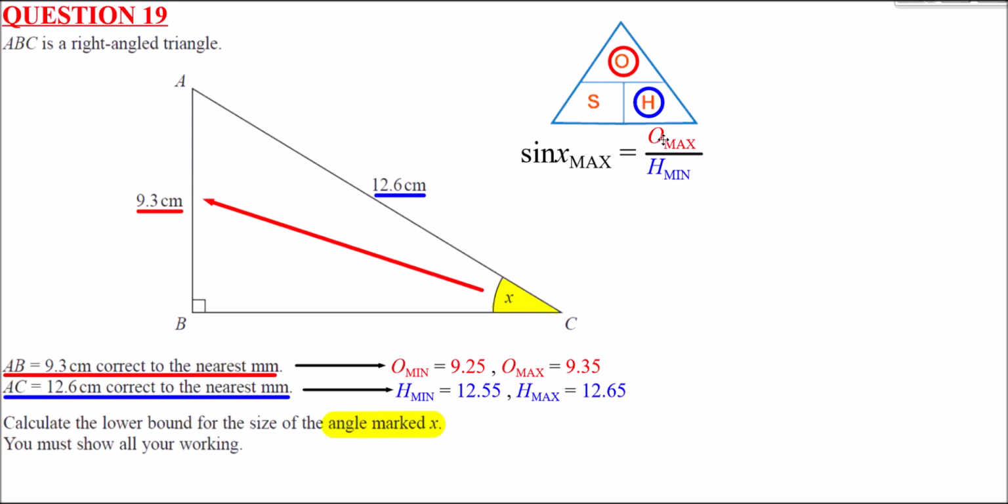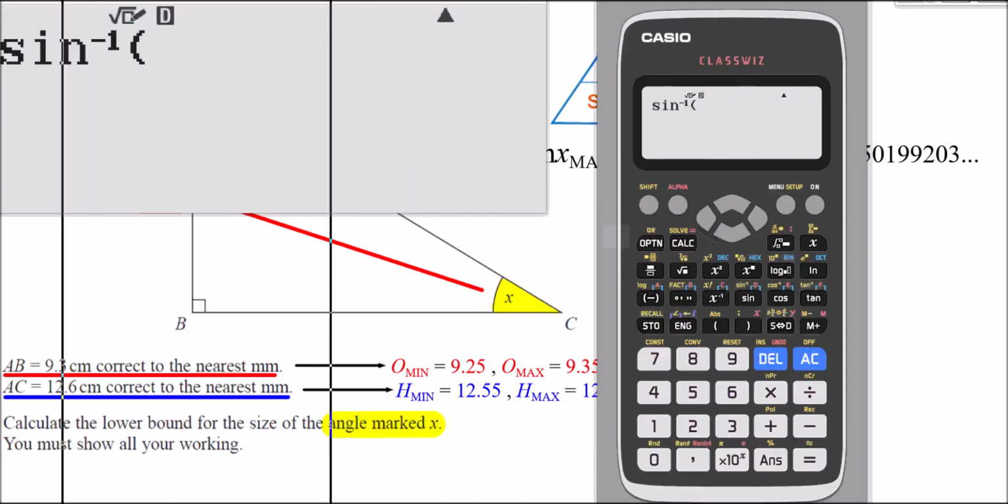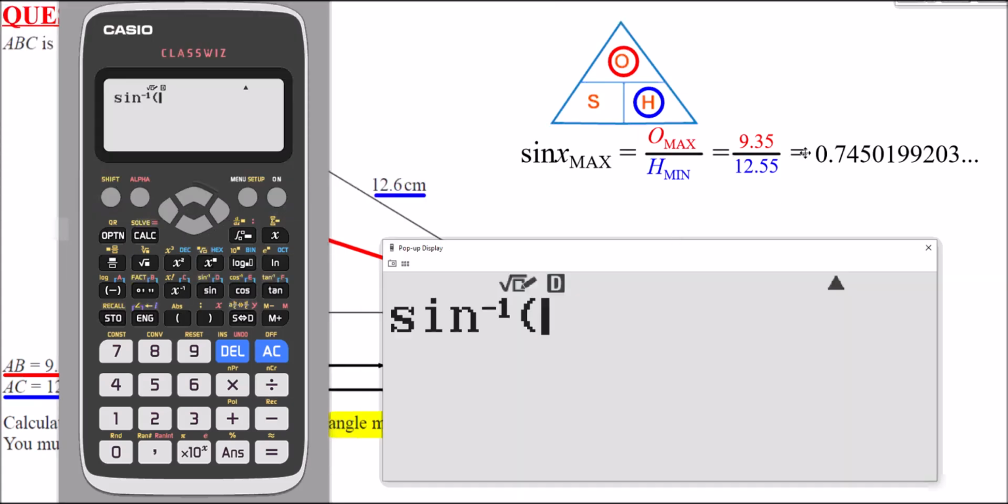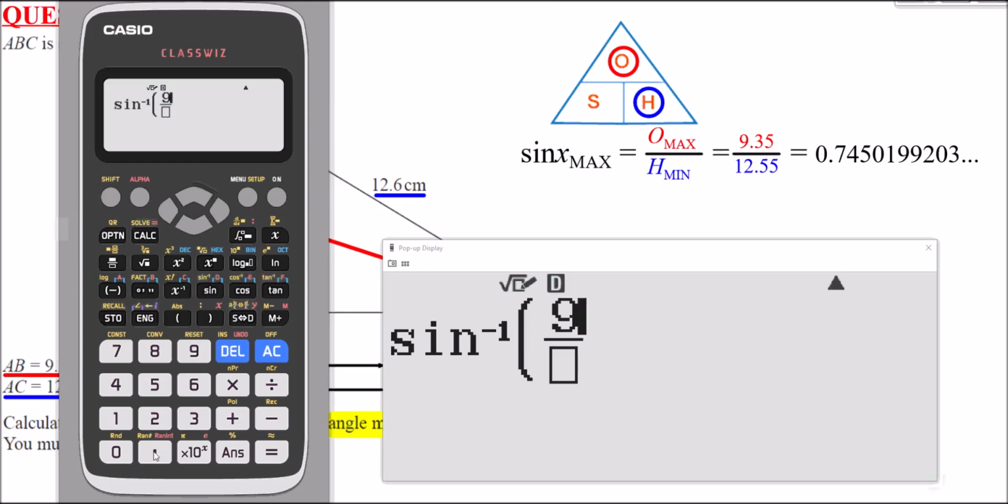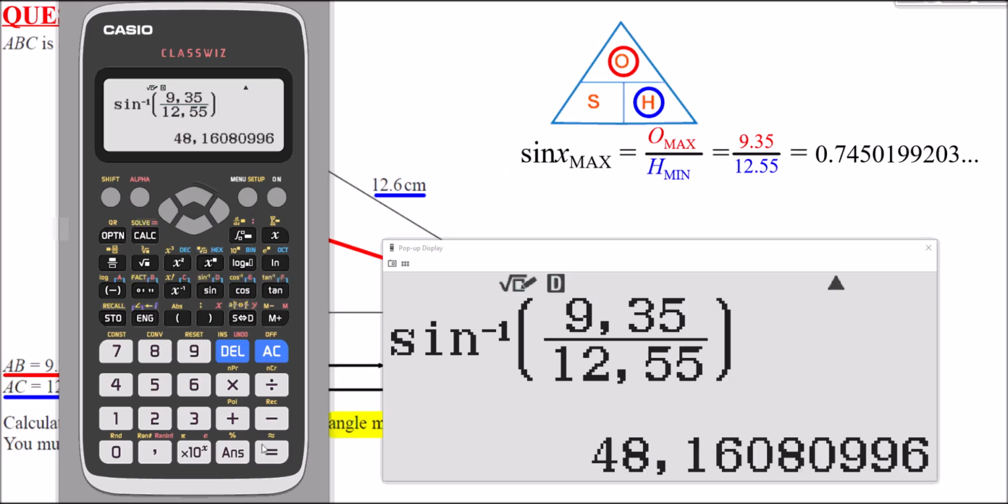So if I input the opposite maximum, which is 9.35, and the minimum hypotenuse, that's the fraction I'm working with. And if I tried 9.35 divided by 12.55, I'd get this value here. But that's sine of the angle. That's a bound of the sine of the angle. So remembering to find the actual angle, what I need to do is sine minus 1. So I could either use this decimal, or I could just type in this fraction. So sine minus 1, 9.35 divided by 12.55. That gives me the angle size when sine is at its maximum, 48.16-ish.